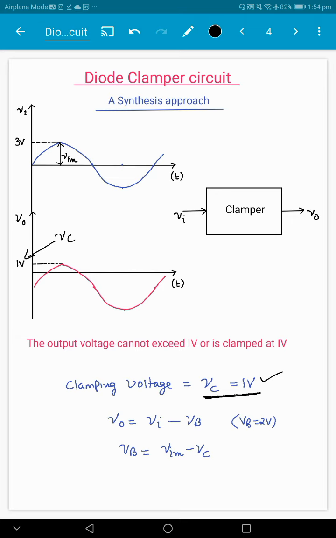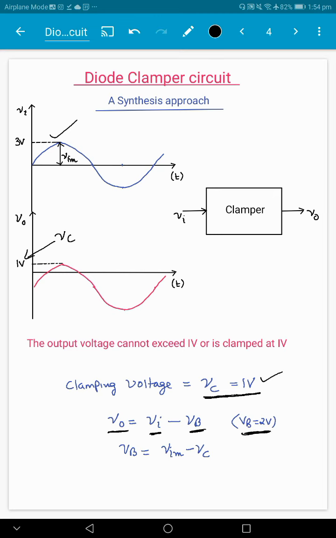Effectively what we are doing is creating an output which is the input minus a shifting voltage, some voltage by which we shift it down, right. Note that the input amplitude is 3 volts, and we don't want the maximum to exceed 1 volt, which means that we want to shift the whole waveform by 2 volts. So in this case, Vb is equal to 2 volts.